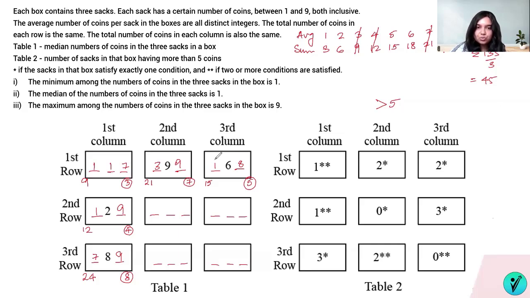Let's check. If I take a 2, then 2 and 6 gives me 8. Out of 15, 8 is gone. That means I need this number to be 7. Okay, so this is also possible to make a 15. However, is there any condition that is being followed with 2, 6, and 7? There's no condition. Minimum number is not 1. The median is not 1. The maximum is not 9. That means all three conditions are not being followed with this particular approach, right?